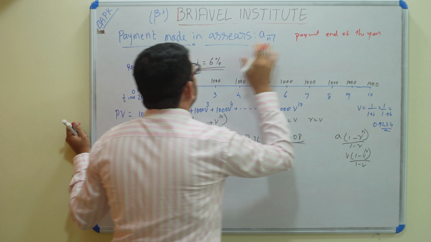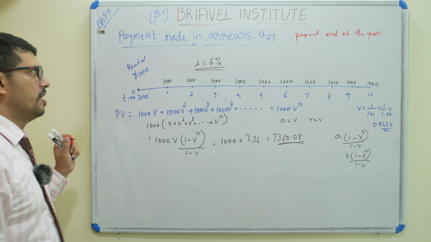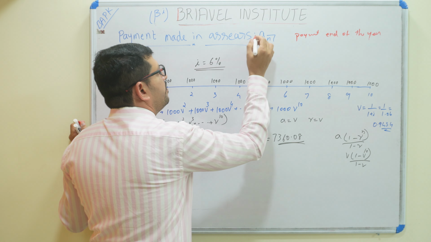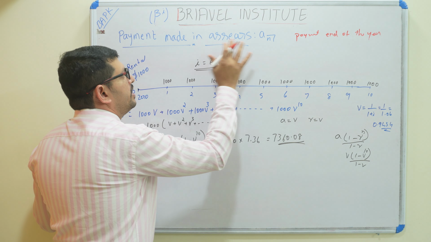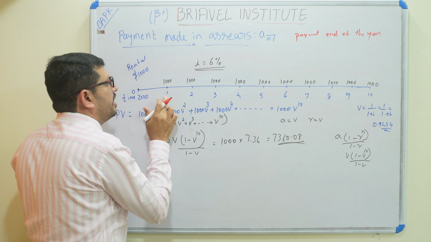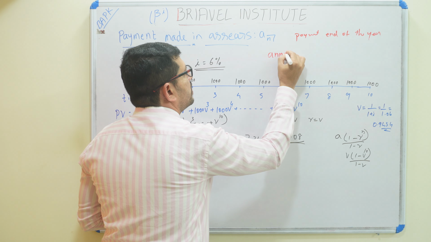So that we can call a payment made in arrears. Payment made in arrears, that we are now going to represent as a_n. Payment made in arrears means it is at the end of the year. So this also we can call an annuity. We can compare it with the annuity.